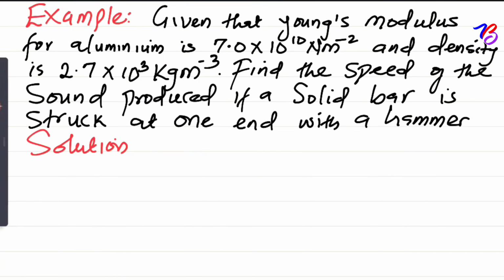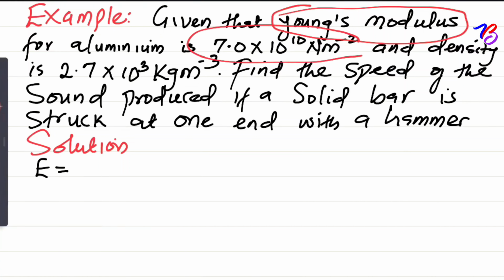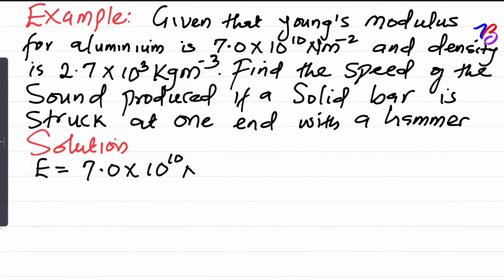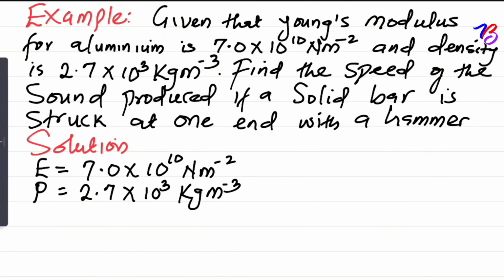Solution. Let's extract the data. Given the Young's modulus, so our Young modulus E is equal to 7.0 times 10 raised by 10 Newton per meter squared. Then our density is given to be 2.7 times 10 raised by 3 kilogram per meter cube. Now we're asked to find the speed, so we're going to do that. So find the speed. V is equal to unknown.